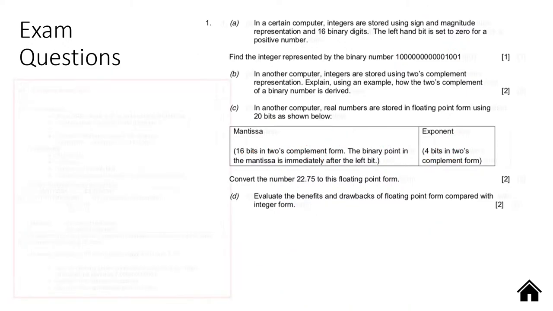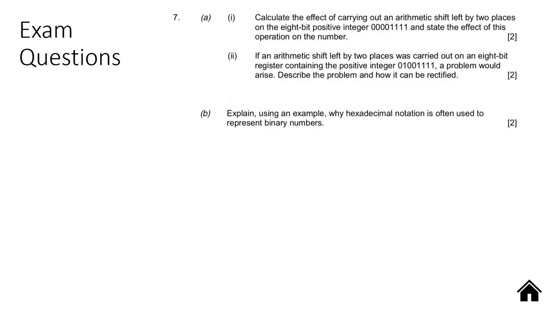Okay. All right, there we go. It's like I had that prepared. Arithmetic shifts. So calculate the effect of carrying out an arithmetic shift left by two places on the 8-bit positive integer 00001111 and state the effect of this operation on the number. Okay? So let's just put this over here. So it's four zeros and four ones.